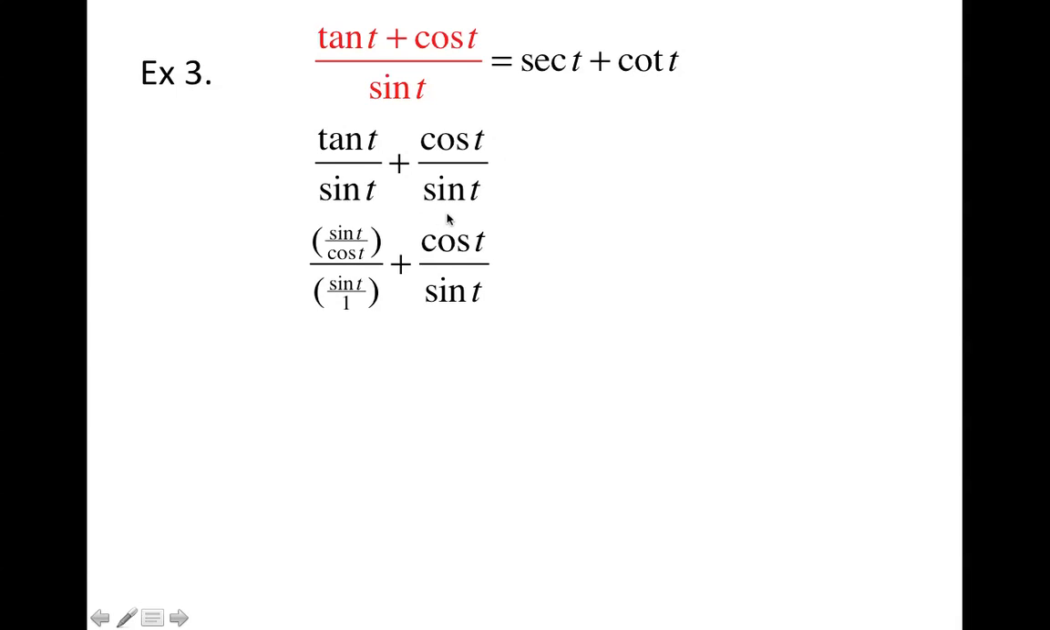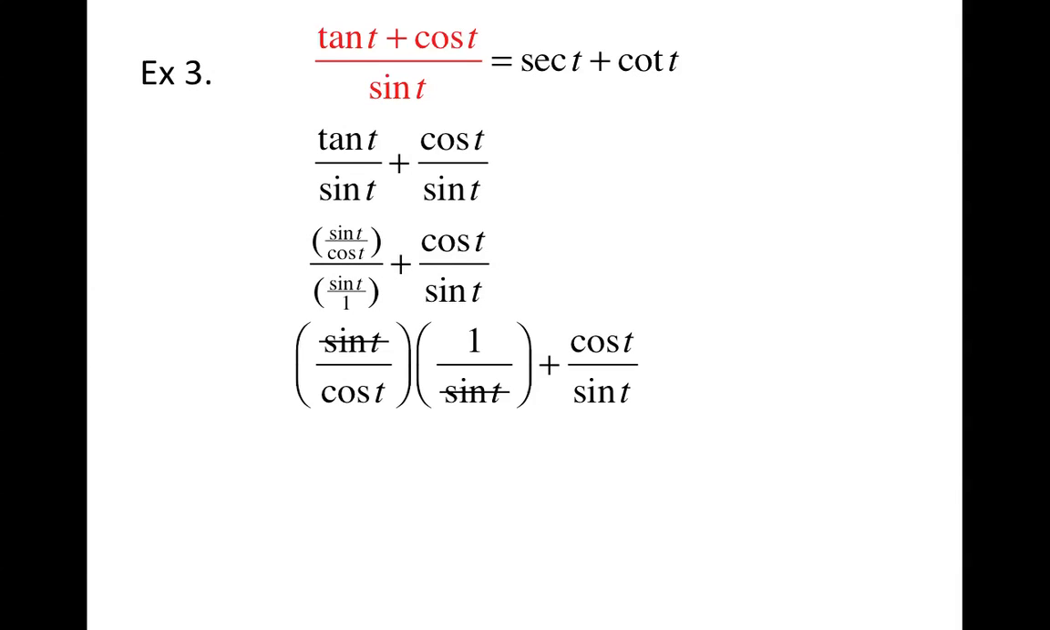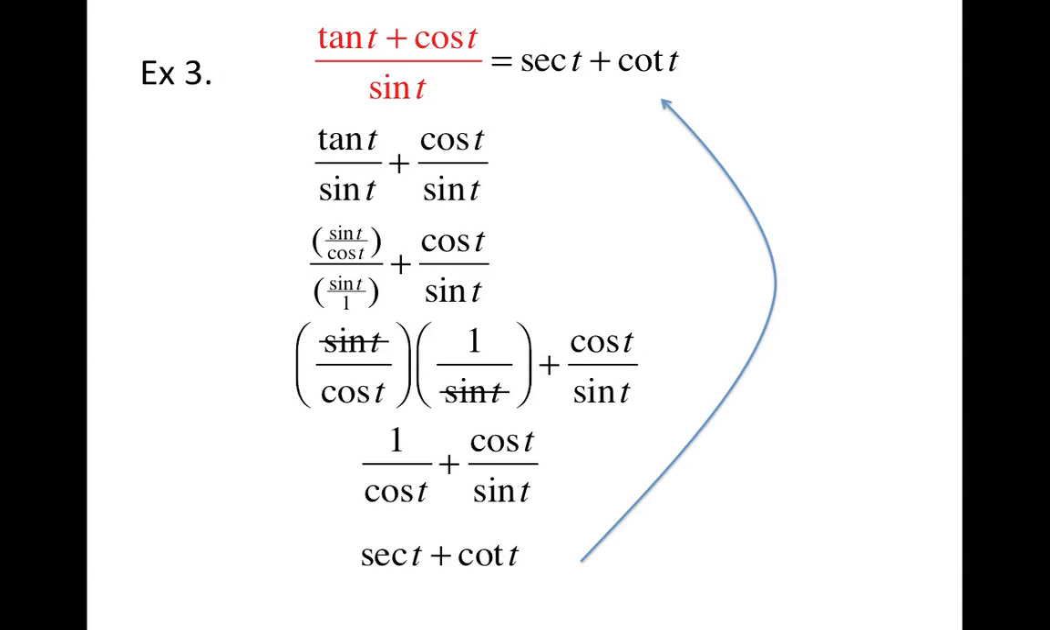By substituting everything into sines and cosines, we then have a fraction divided by a fraction, which we can then take the numerator times the reciprocal of the denominator, cancel, then rewrite using our definitions into secant t plus cotangent t.